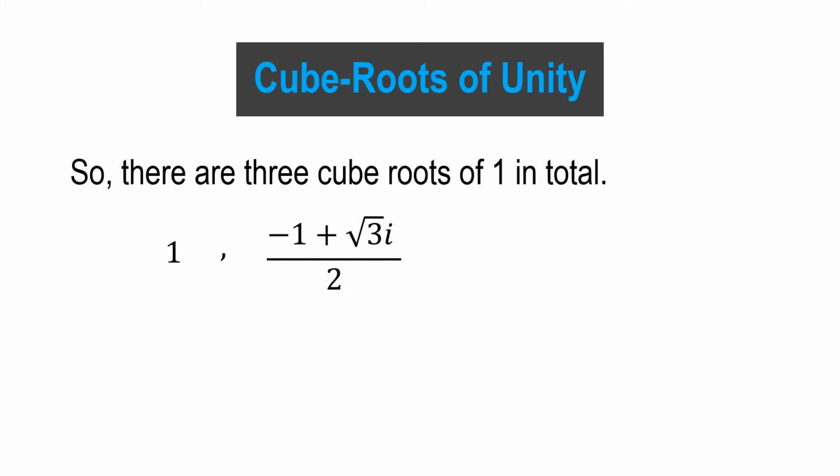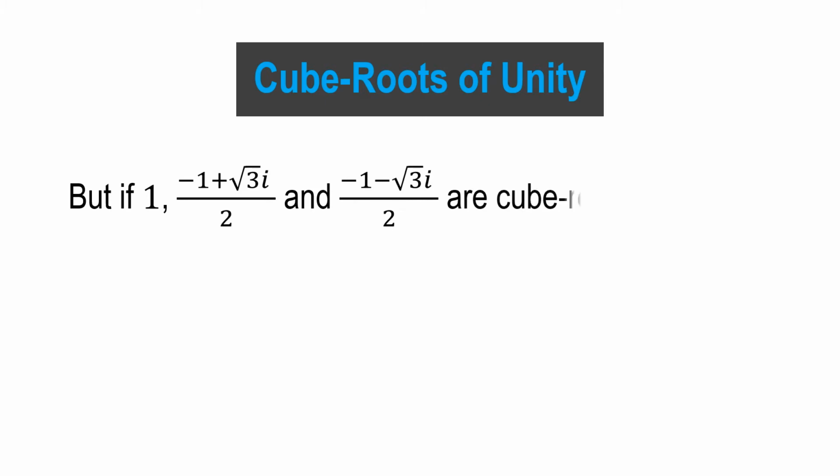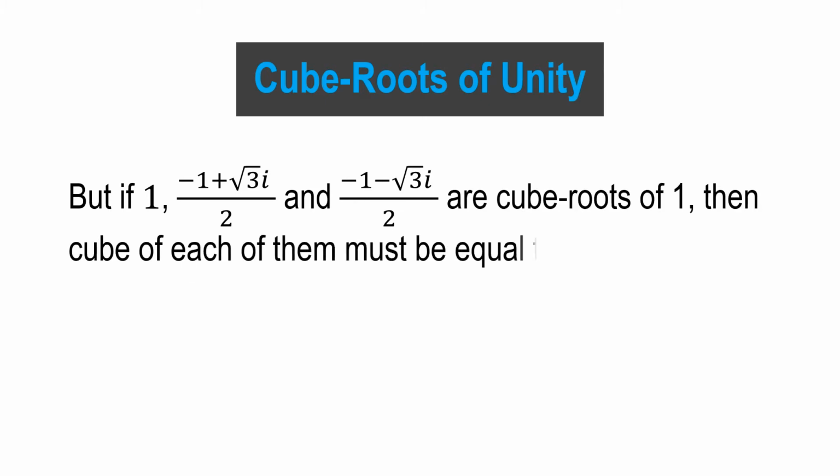So there are three cube roots of 1 in total: 1, negative 1 plus square root of 3 iota whole divided by 2 and negative 1 minus square root of 3 iota whole divided by 2. But if 1, negative 1 plus square root of 3 iota divided by 2 and negative 1 minus square root of 3 iota whole divided by 2 are cube roots of 1, then the cube of each of them must be equal to 1.